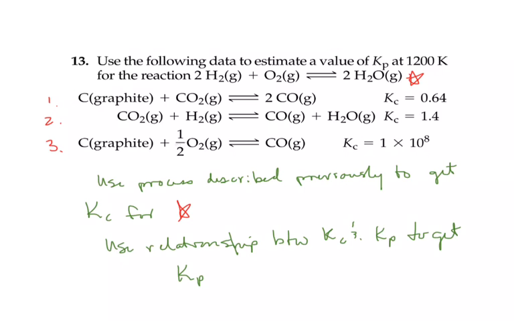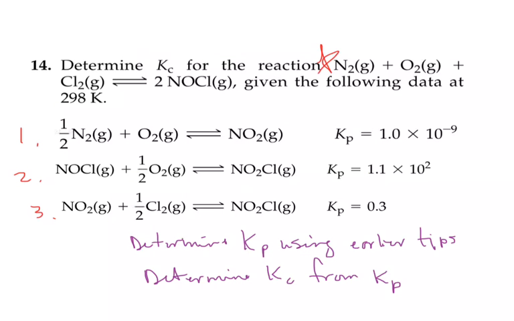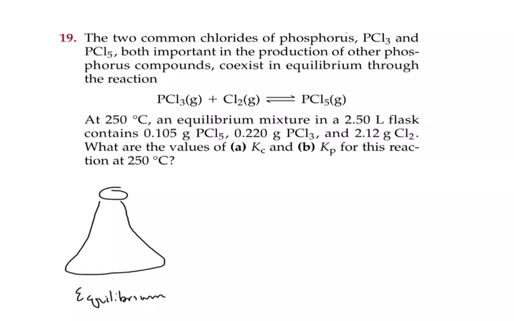Reaction of interest, got a star up there. You have 3 to work with. Notice in green here I say, use the process described previously to get your Kc. We talked about the relationship between Kc and Kp, and that was some of the homework due today. So you're going to have to do one last step there. Okay, we should be fine.